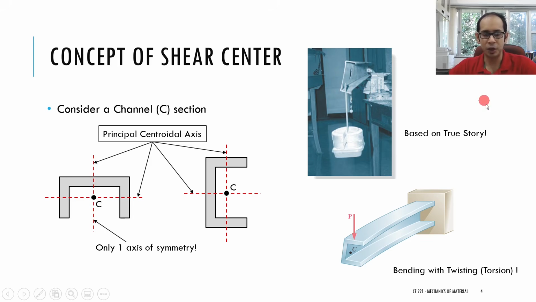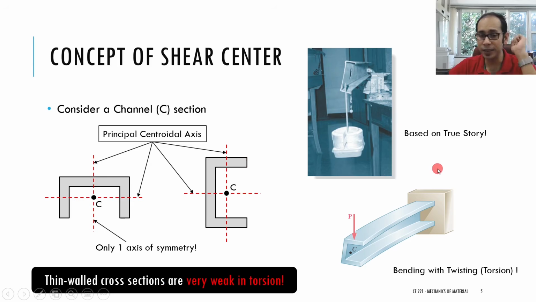It is valid. Now the question is, why does it happen? Why, for sections which have only one principal axis of symmetry and not the other axis of symmetry, when we apply the load over here, along with bending do we also have torsion? So let's go ahead and take a look. And why is it important?